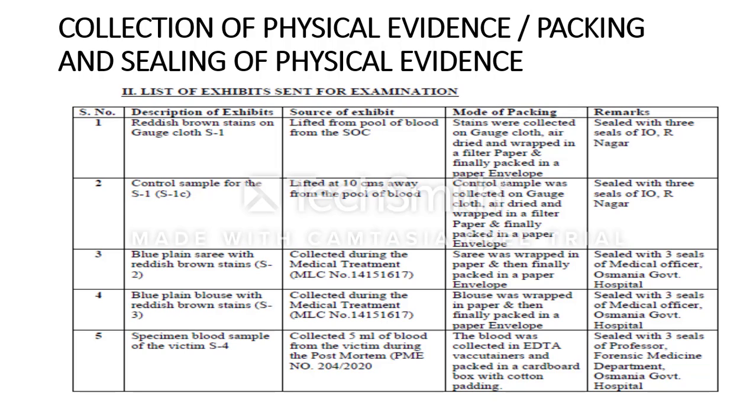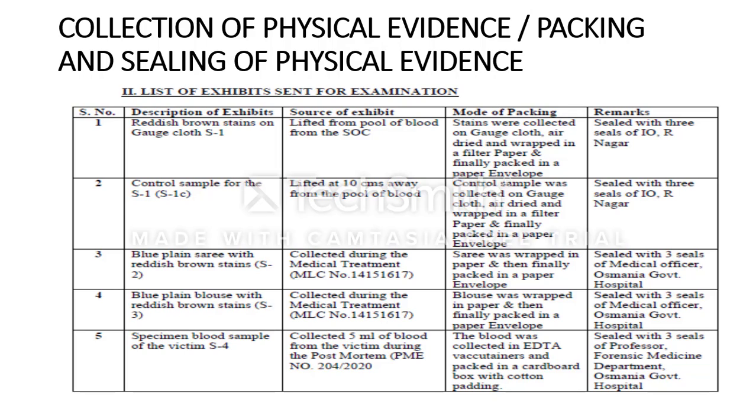Now, the source of exhibit, you need to mention that these were collected from almost 10 centimeters away from the pool of blood, and which is from an unstained portion of the road. Now, the control sample was collected on gauze cloth, air dried and wrapped in a filter paper, and finally packed in a paper parcel. So, when it comes to the number of seals, it is again 3 seals with the same nomenclature.